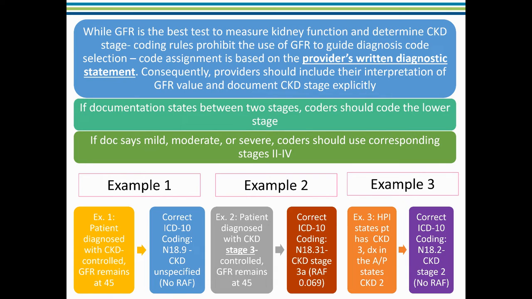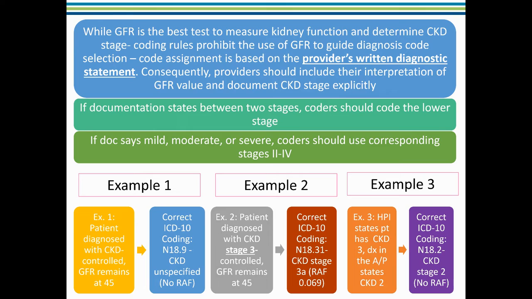While GFR is the best test to measure kidney function and determine a CKD stage, coding rules prohibit the use of GFR to guide diagnosis code selection. Code assignment is based on the provider's written diagnostic statement. Consequently, providers should include their interpretation of GFR value and document CKD stage explicitly.